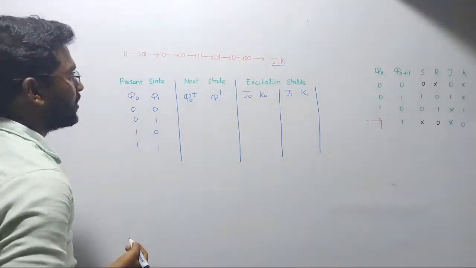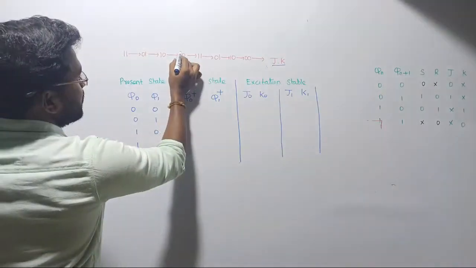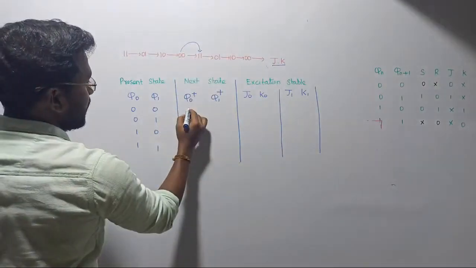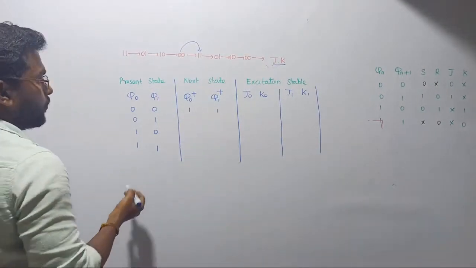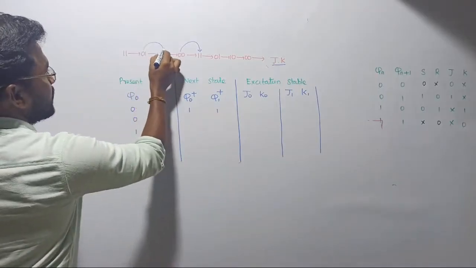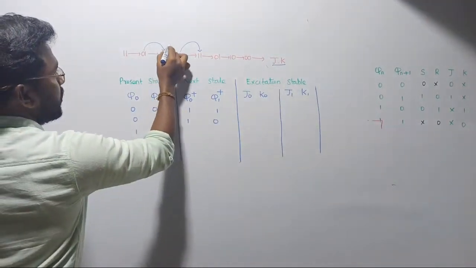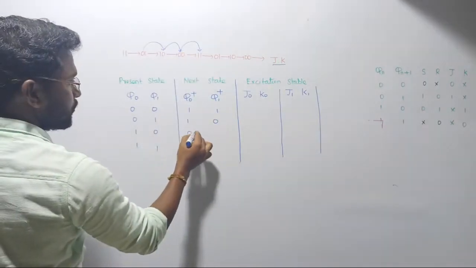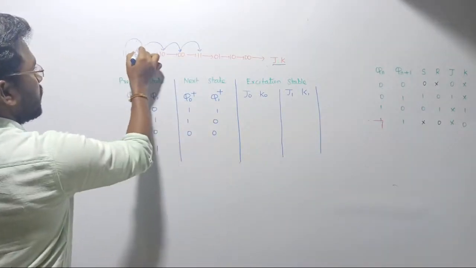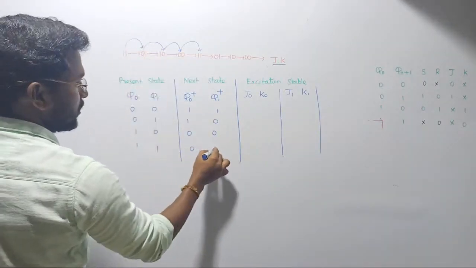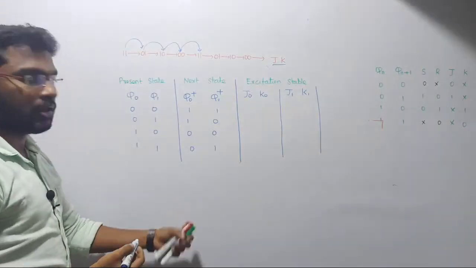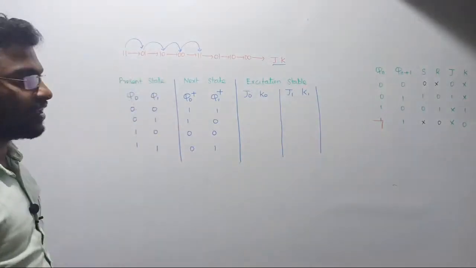Now the next state, let us see. If the present state is 0 0, then the next state is going to be 1 1. If the present state is 0 1, then the next state is going to be 1 0. If the present state is 1 0, then the next state is going to be 0 0. If the present state is 1 1, then the next state is going to be 0 1. That is how we write the next state. Simply observe the given sequence and write it here.